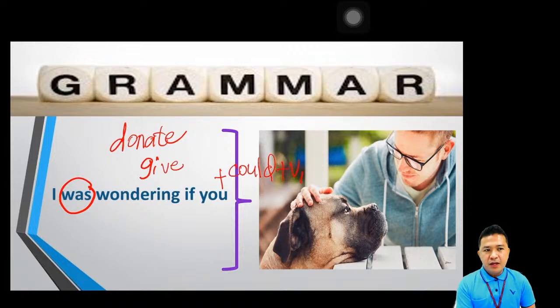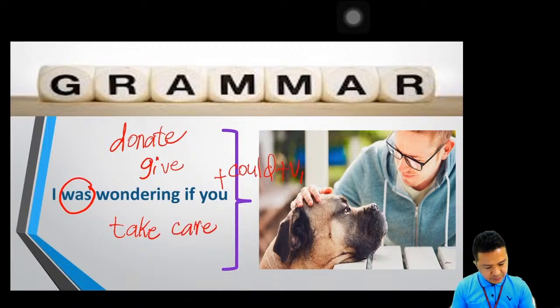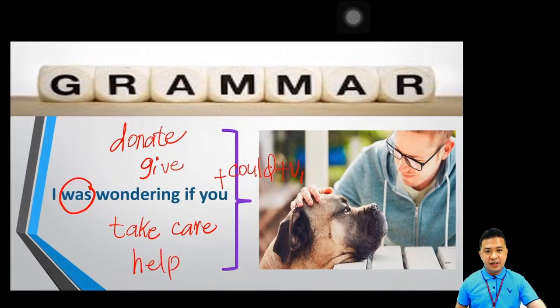What is this? You have here a man and a dog. You can say take care, or help. Okay, these are the verbs. You can use take care and help as your main verb after the word could. I was wondering if you could. Be careful. Okay, I was wondering if you could take care my dog. I was wondering if you could take care of my dog.